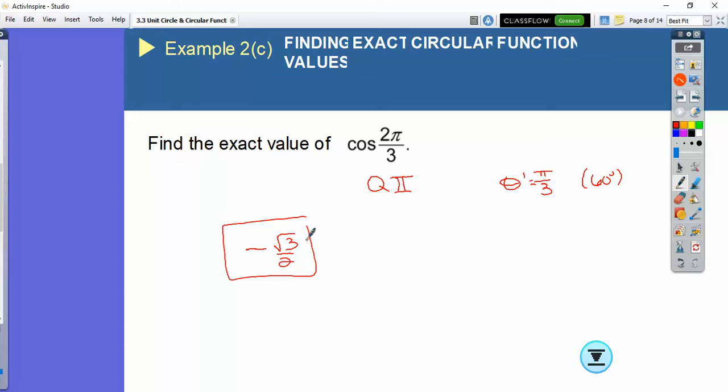So far, so good? Wait, so cosine's x, right? What did we get? I just did sine of 60 instead of cosine of 60. Sorry, cosine of 60 is 1/2. Thank you. If you look at your circle, see, I did that on purpose so you would realize you used the circle to double check yourself.